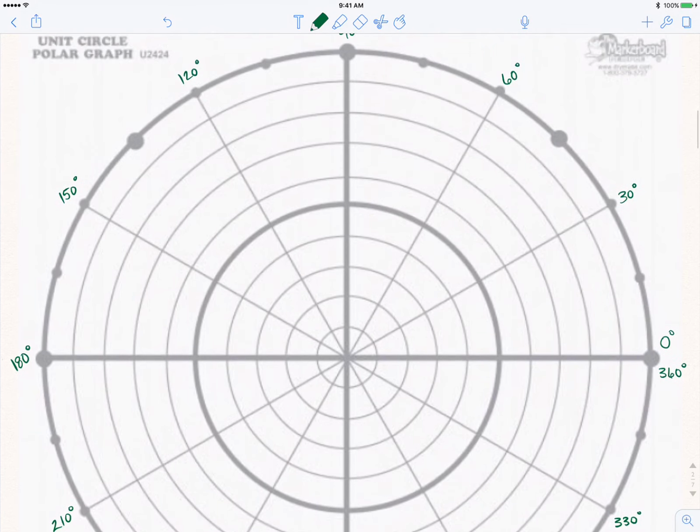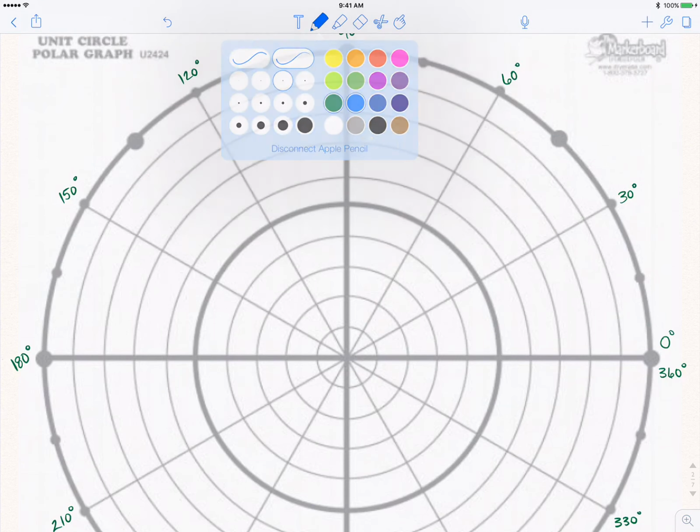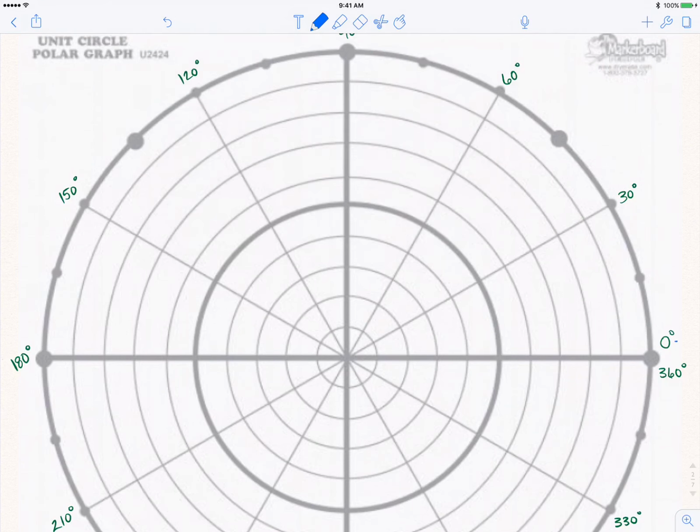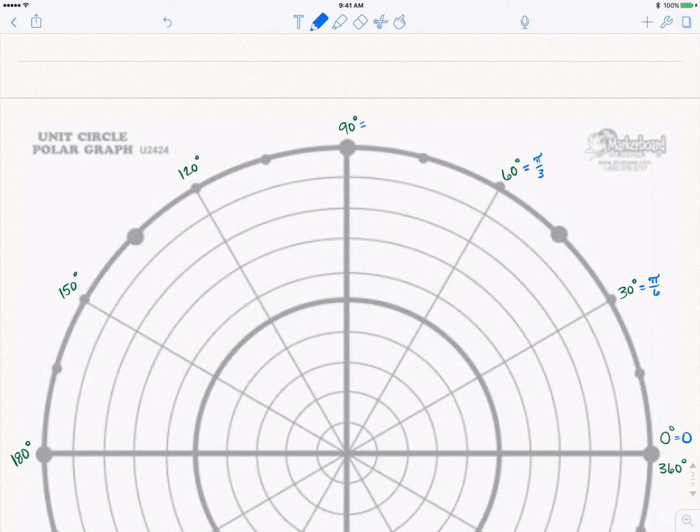If I go and do the exact same spokes, counting by pi over 6s, let me do this in a different color. My pi over 6s will be, start out with 0, 1 pi over 6. 2 pi over 6, we will reduce and write pi over 3. 3 pi over 6 will reduce and write as pi over 2. 4 pi over 6 will reduce to 2 pi over 3. 5 pi over 6 will not reduce.